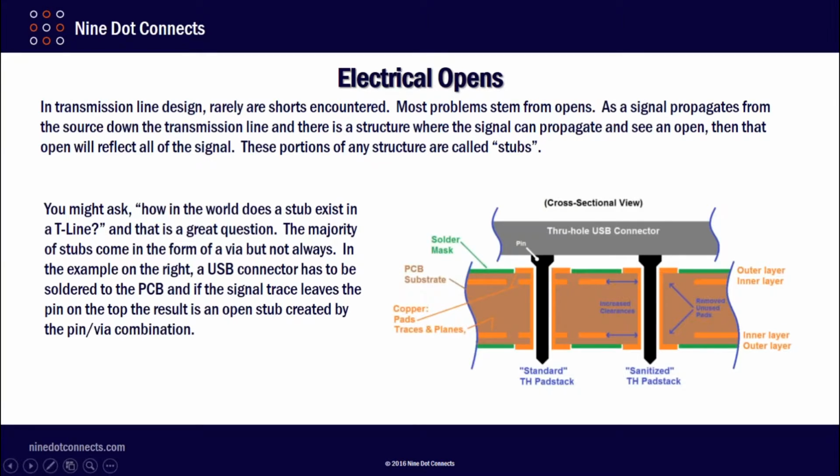You might ask, how in the world does a stub exist in a T-line? And that is a great question. The majority of stubs come in the form of vias. Not always, but the majority of the time. In the example on the right, we have a USB connector that has to be soldered to a circuit board. If the signal trace leaves the pin on the top and stays routed on the top of the board, the result is an open stub created by the pin-via combination where the pin was soldered.